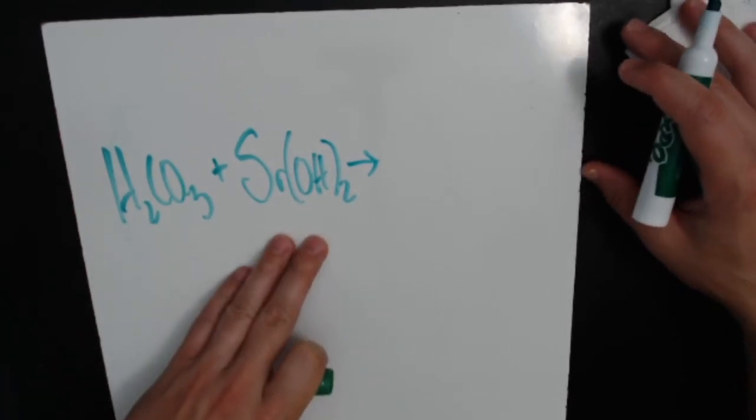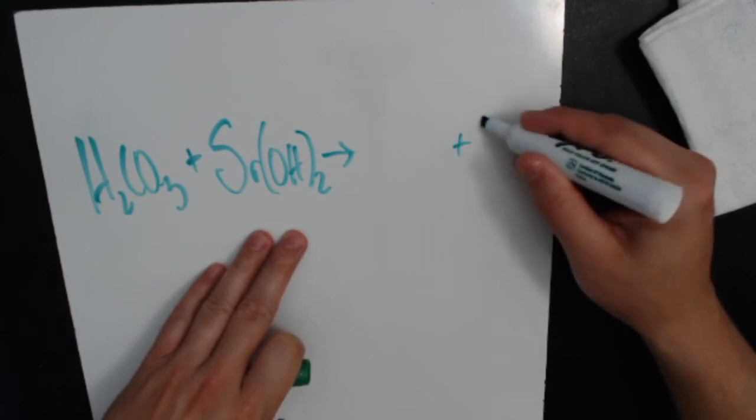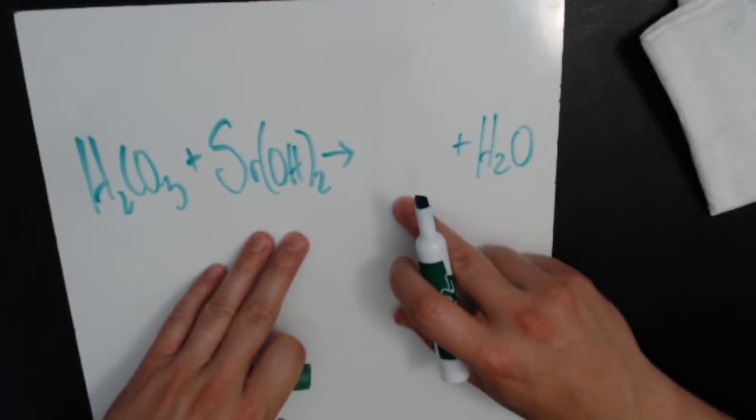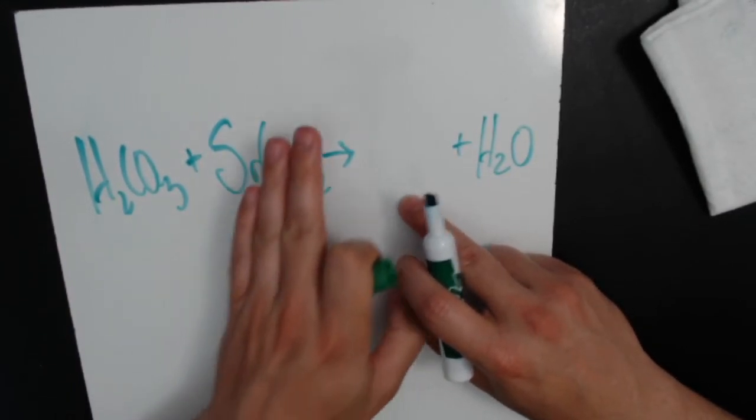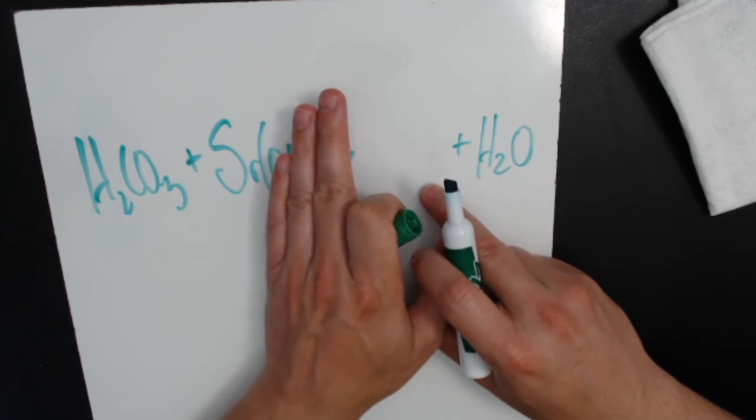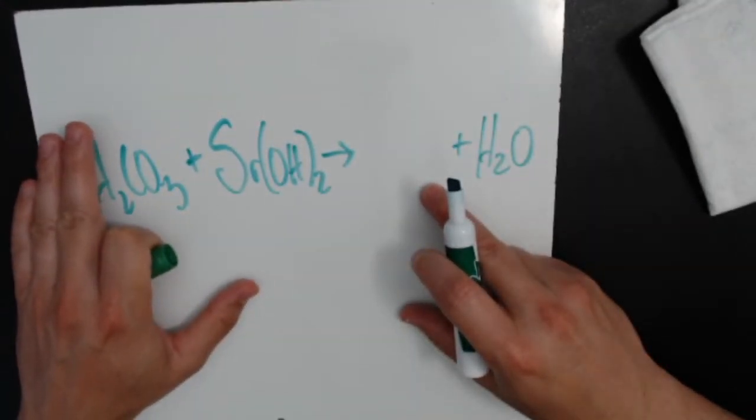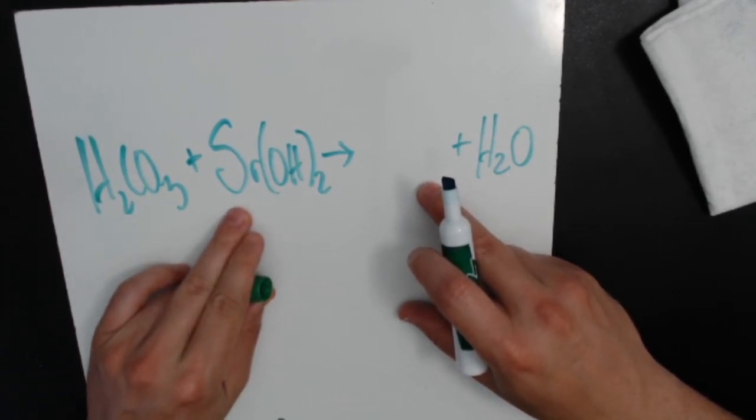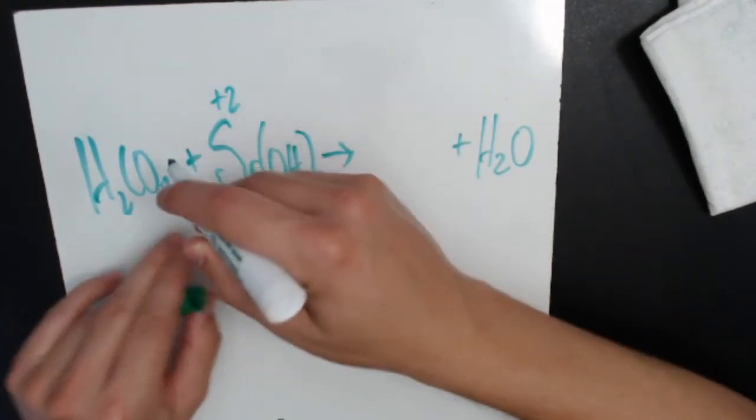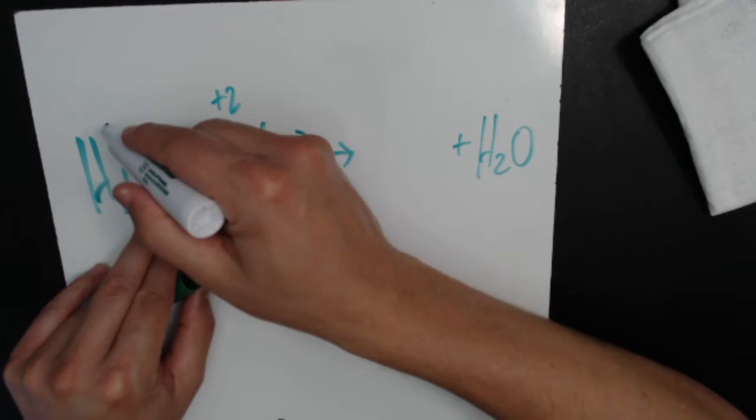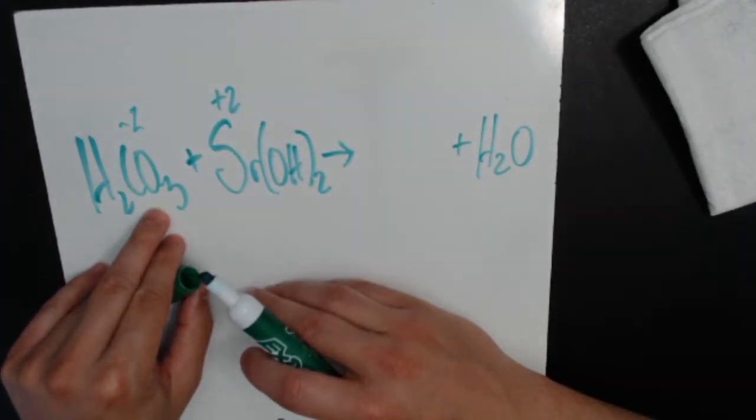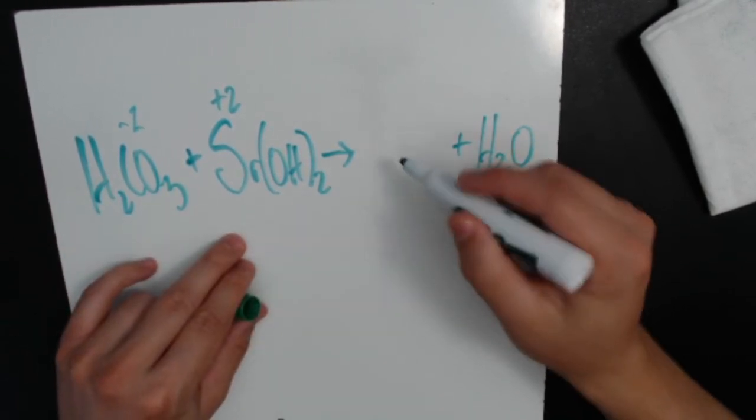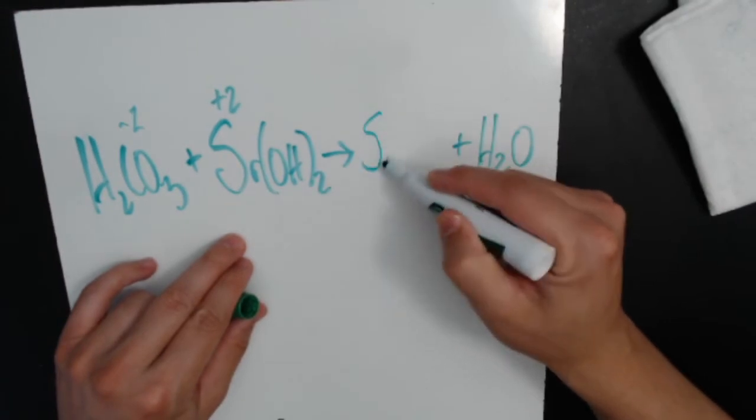So what's one of our products going to be? You guessed it, water. And our salt. Our salt is going to be the combination of what's left after water's taken away. So take away the hydroxide, we have strontium. Take away the hydrogens, we have carbonate. Well, what do we know about strontium? It's group 2, so it's +2. Carbonate, a polyatomic ion, if you look on the list, it's -2. So +2 strontium, -2 carbonate, one of each. So our other product would be strontium carbonate.